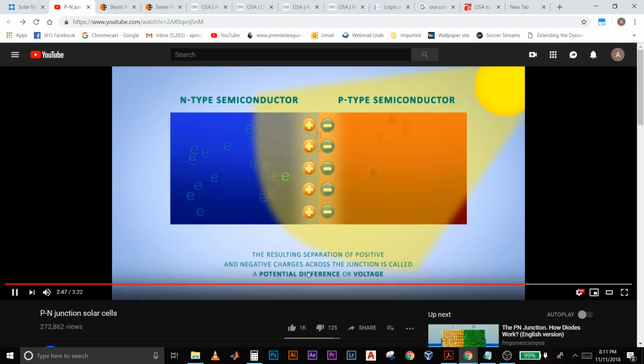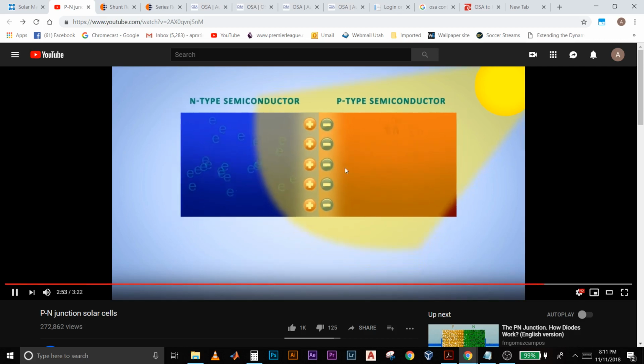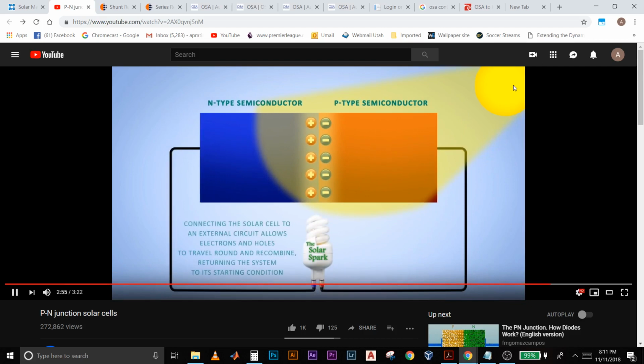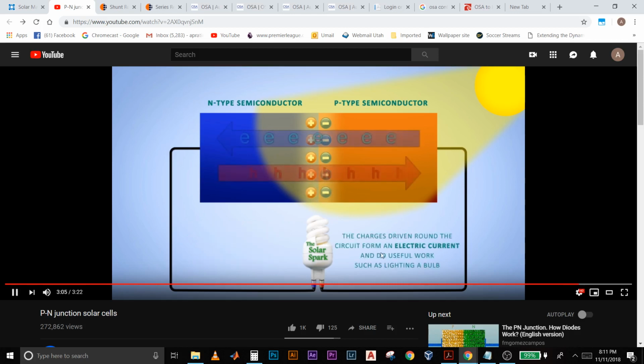The resulting separation of positive and negative charges across the junction is called a potential difference or voltage, and since this voltage is generated by photons, it's called the photovoltaic effect. Now, if you connect any load across this PN junction solar cell, you can basically power the load using the charges which are driven around the circuit in the form of an electric current.